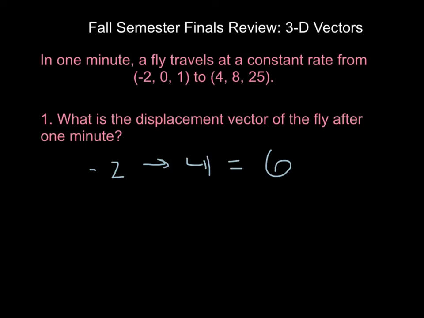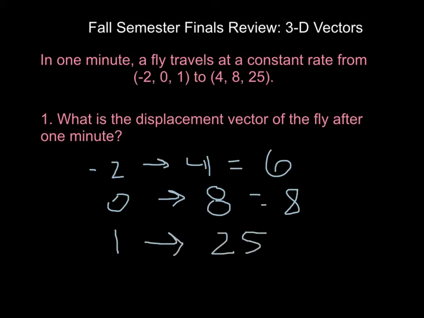Okay. Alright, and the next one is 0 to 8. And that's going to equal 8. And then 1 to 25. And that equals 24. And so, you know that the vector is going to be 6, 8, 24.